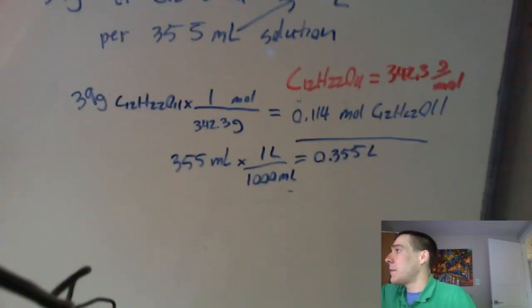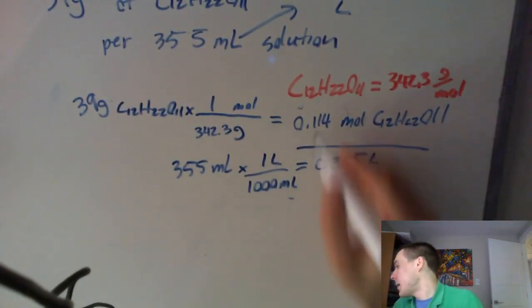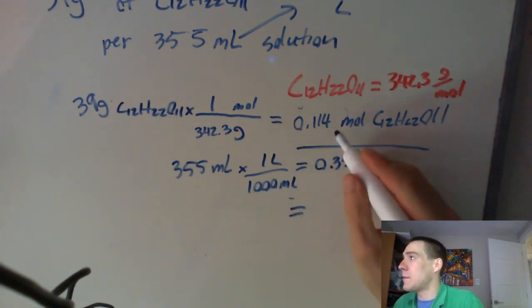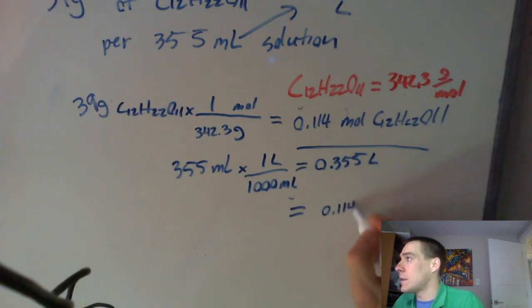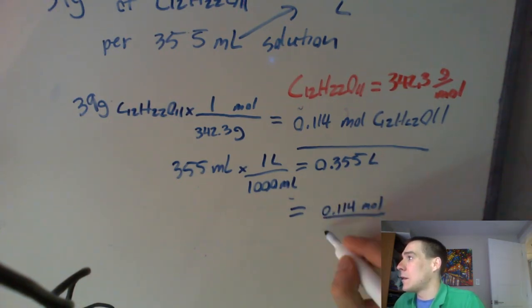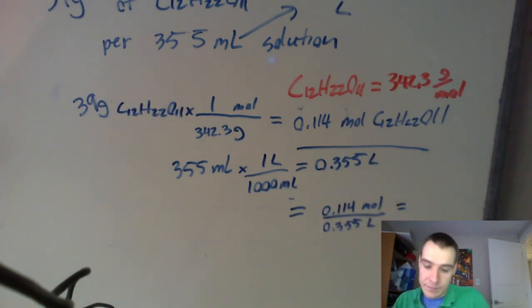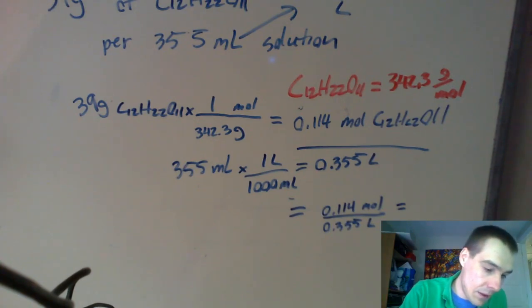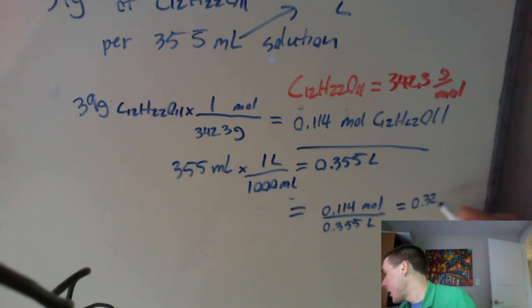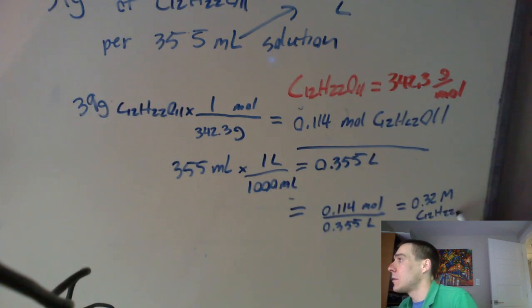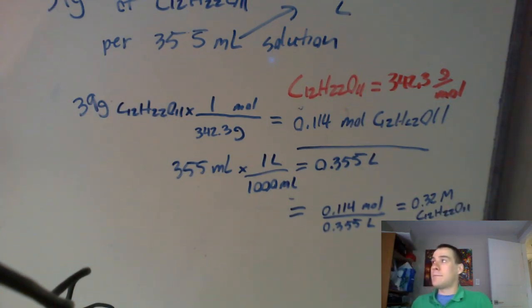So I divide them by each other: 0.114 divided by 0.355. I'm going to write it out so you see the moles per liter come out. 0.114 moles over 0.355 liters is equal to 0.32 molar C12H22O11. Yeah, so that's our answer, 0.32 molar.